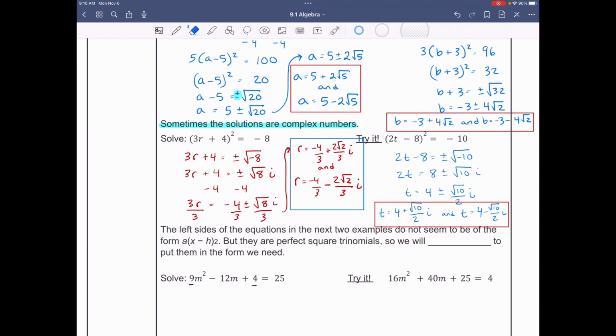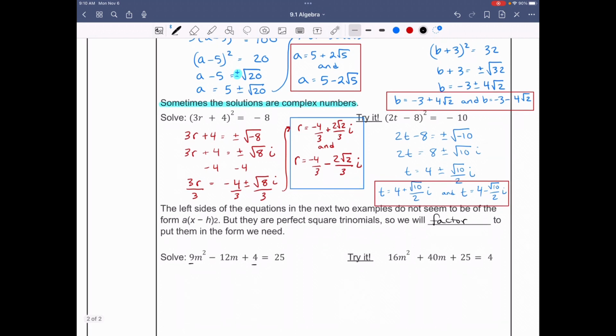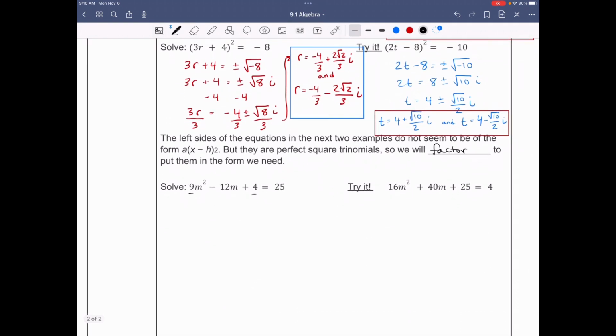The left side of the equations in the next two examples do not seem to be of the form a(x minus h) squared, but they are perfect square trinomials. So we will factor to put them in the form we need. The way that we can tell that they're perfect square trinomials is because the 9 and the 4 are perfect squares. The square root of 9 is 3, the square root of 4 is 2, and if we double those, we get 12, right? 3 times 2 is 6, times 2 is 12.